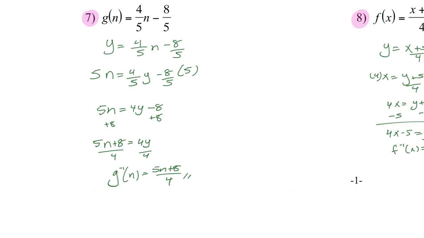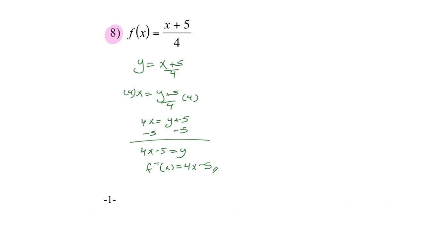Okay, so number 7. Again, I got 4/5 n minus 8 over 5. I'm going to change this to y. I'm going to flip the variables. Solve for y. So again, I'm multiplying times 5 here, so this cancels out. I got 5n equals 4y minus 8. I'm going to add the 8 on both sides and then divide. So this is my inverse.